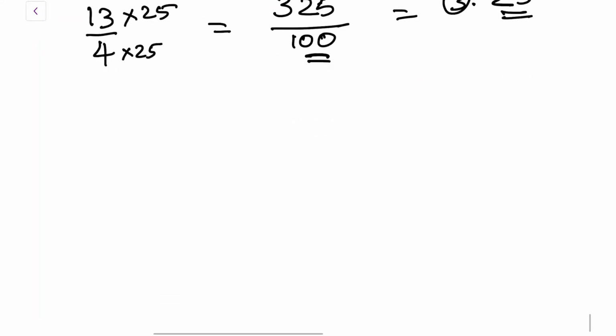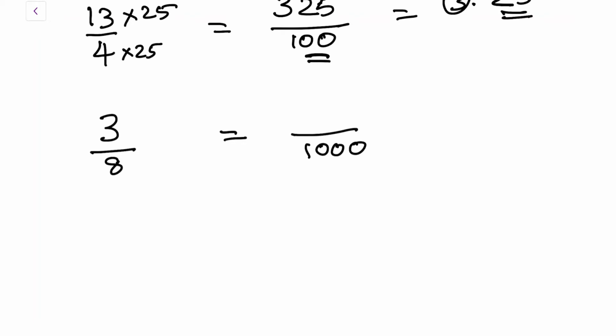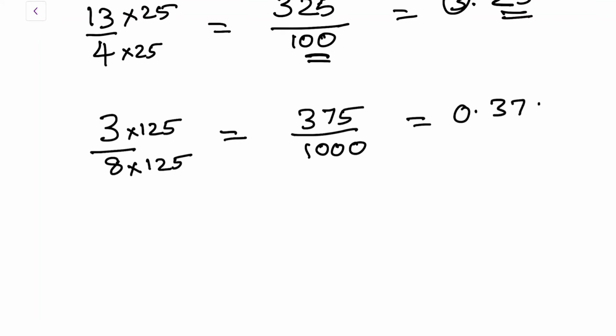What about 3 by 8, if the denominator has 8? Yes, 1000. 1000 has 8 as one of its factors. So 8 into 125 is 1000. That's right. So you can multiply the numerator also with 125. 125 into 3 is 375. And this can be written as 0.375. 1000 has 3 zeros, so 3 decimal places.